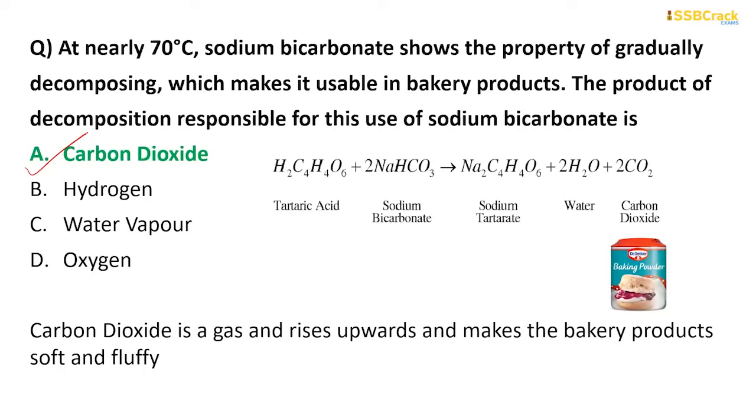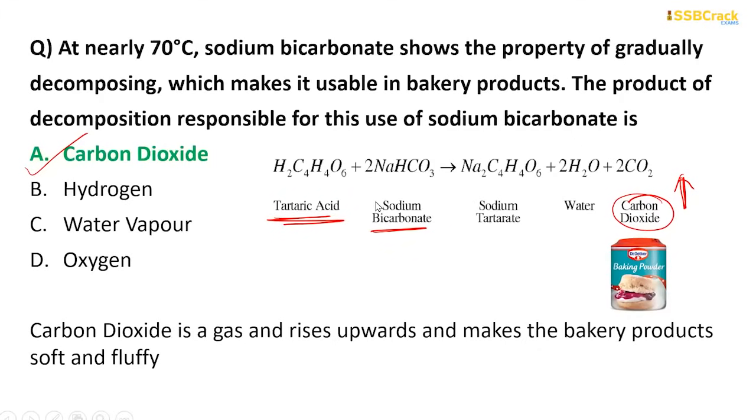So basically, to convert baking soda into baking powder, we have to take a weak acid, okay, and we mix sodium bicarbonate in that, and we obtain carbon dioxide. So this particular carbon dioxide is responsible for making the cake or the bakery products fluffy. So the correct answer for this will be carbon dioxide.